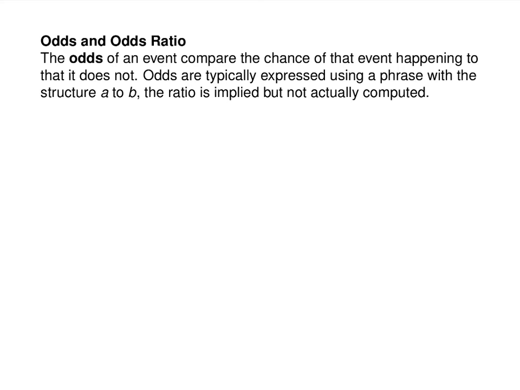Another thing that comes up an awful lot are odds, and less frequently the odds ratio. But generally speaking, the odds of an event compare the chance of that event happening to the chance that it does not. Odds are typically expressed using a phrase with the structure A to B. The ratio is implied but not actually computed. So this happens a lot with betting. The odds of you winning are 5 to 1, meaning you would win 5 times for every 1 time you would lose, stuff like that.